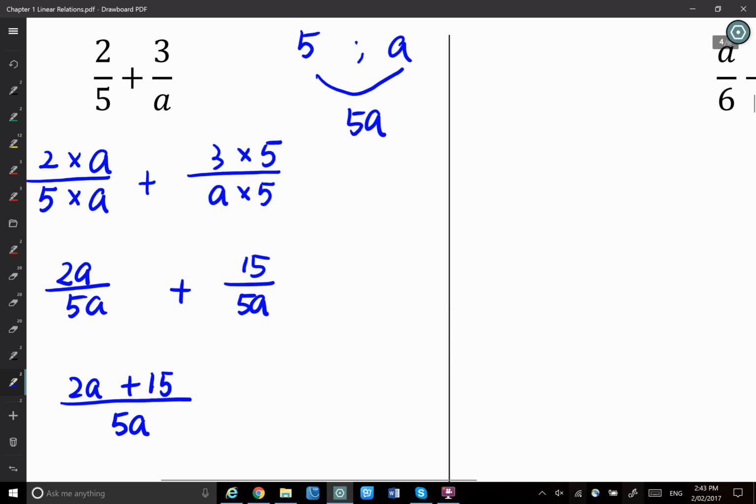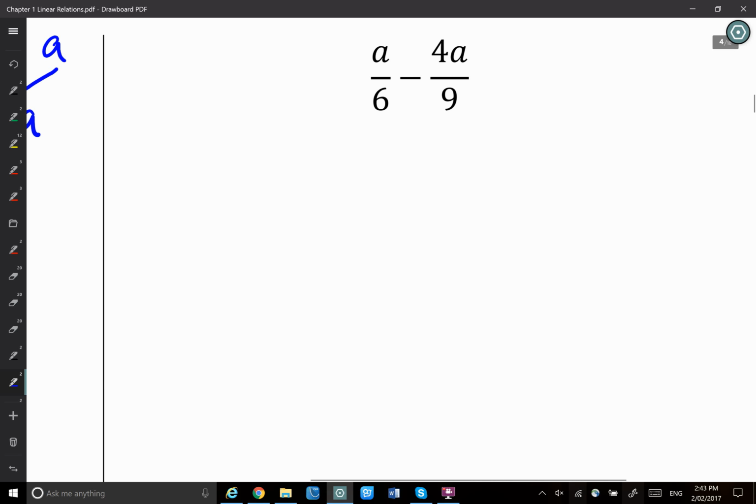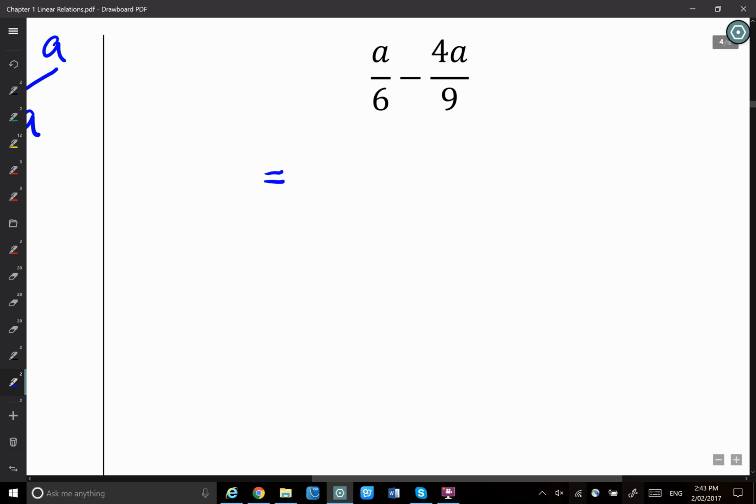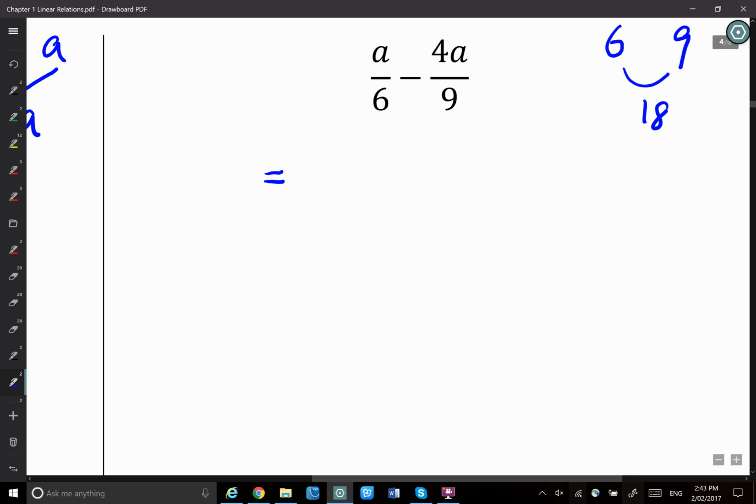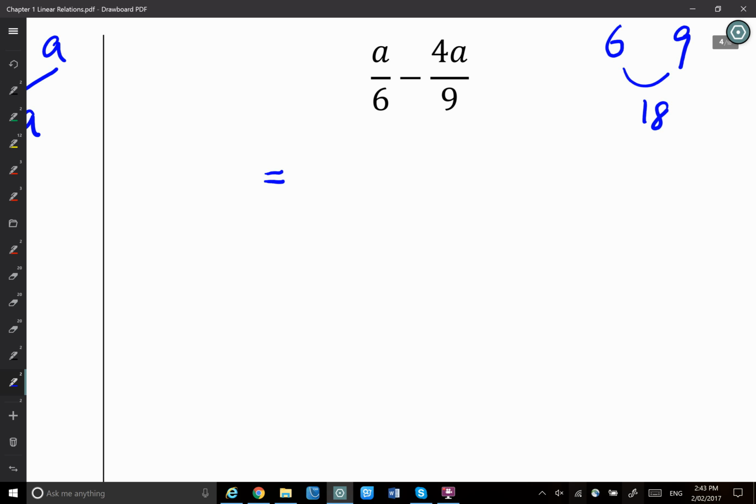Okay, next one. a over 6 minus 4a over 9. For 6 and 9, you can times them to get 54, and that's not the lowest common denominator. The lowest common denominator will be 18. It's easier for me to make the denominator 18 rather than 54.